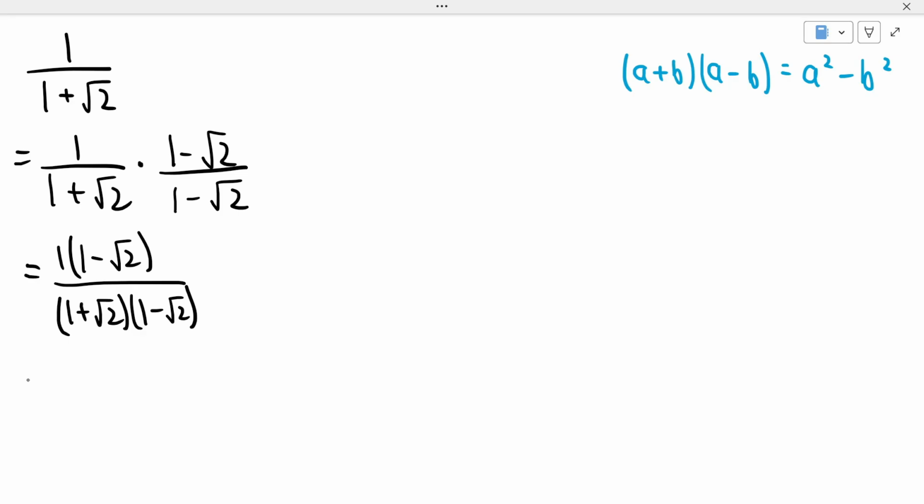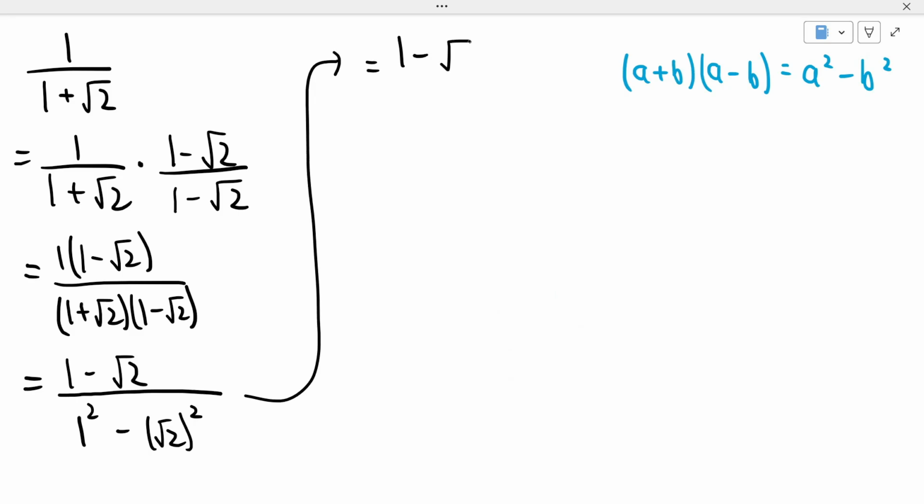If we apply the distributive property, the numerator becomes 1 minus the square root of 2. The denominator is in the form a plus b times a minus b, so we can use the formula listed at the side. Since in this case, a equals 1 and b equals the square root of 2, the expression just becomes 1 squared minus the square root of 2 all squared, which corresponds to the a squared minus b squared in the formula. So this is just equal to 1 minus the square root of 2 over 1 minus 2, because the square root of 2 squared is equal to 2. And this is just equal to 1 minus the square root of 2 over negative 1, since 1 minus 2 is equal to negative 1.